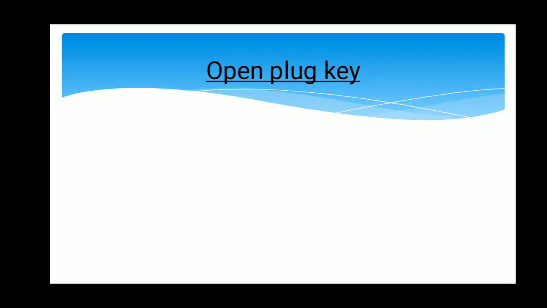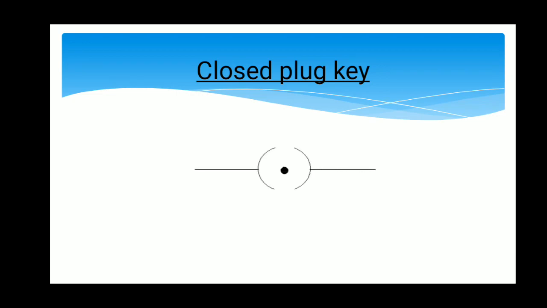Open plug key. This is the symbol of an open plug key. When the key is open, the circuit breaks and no current flows through the circuit. Closed plug key. This is the symbol of a closed plug key. When the key is closed, the circuit is completed and current flows through the circuit.